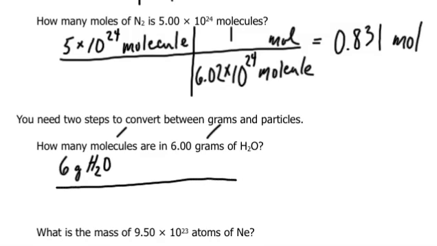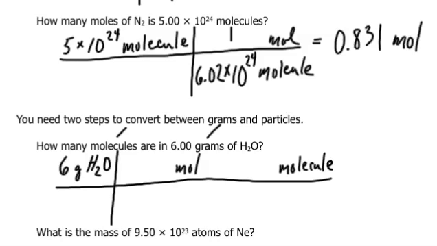Fence posted out. And like I said, we're going to need 2 steps this time. You can't go directly from grams to molecules. You have to go through moles. So I'm going to go grams to mole to molecule. So that's my unit map. Okay. Molecule. Grams H2O down and to the right. Moles down and to the right.